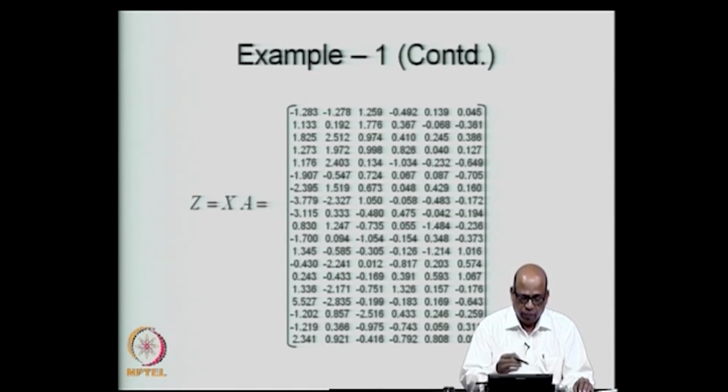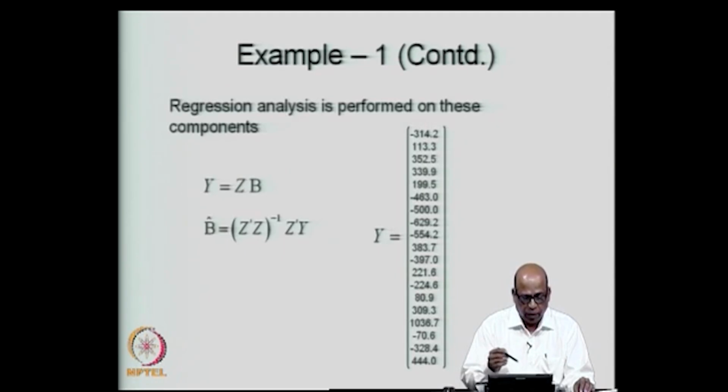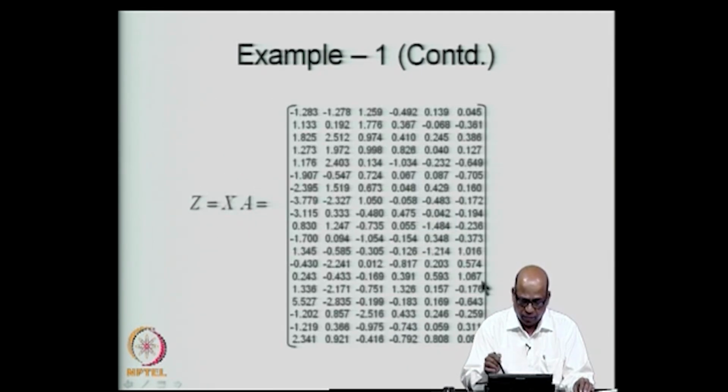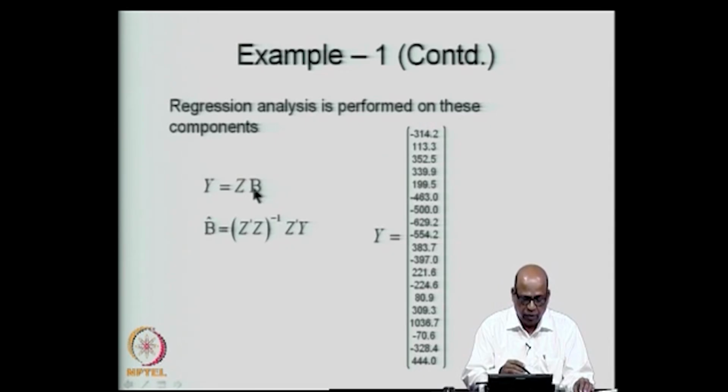What did we do now? We used the principal component analysis and transformed the original data into Z. Now, we use this Z to regress on y. So, y will be regressed on this transformed data Z. We write y equals Z b, where y is the dependent variable, Z is this transformed data matrix, and b is the vector of unknown parameters which we want to estimate. Being a multiple linear regression, we have seen how to estimate b.